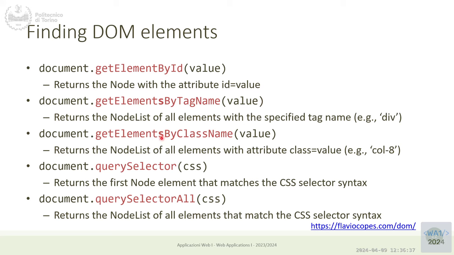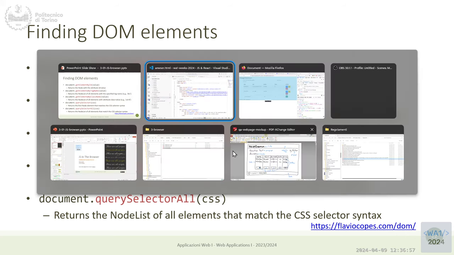Or by class name, with the attribute class. Or more in general, by querySelector, which is a very powerful syntax. You use the same syntax that you use for selecting CSS elements, and it will return you all the elements that match that syntax. Okay? So I want the green button. How can I select it?